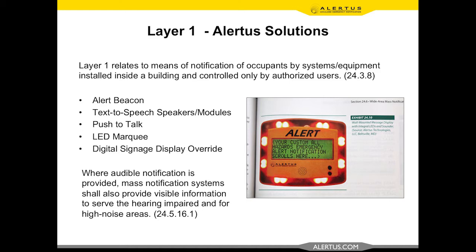Layer 1 relates to means of notifications of occupants by systems equipment installed inside a building and controlled only by authorized users. So that's the alert beacon, our text-to-speech modules, our push-to-talk capability, so be able to activate a panic button and place a call to your emergency response team, and digital signage, display, cable TV override, those kinds of things that are able to display that notification within your facilities. So layer 1, you've got a lot of options with Alertus.